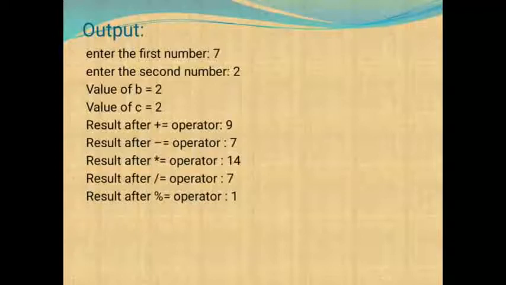So the value of A is taken as 7 and the value of B is taken as the second number, that is 2. Then the simple assignment operator, as we have seen in the previous code, C equals B, so the value of C is now 2. Then the result after the shortcut addition operator, that is plus equal to, will be 9.